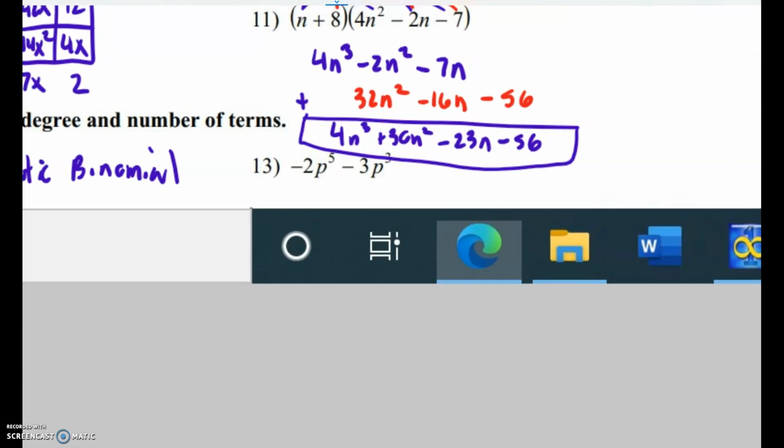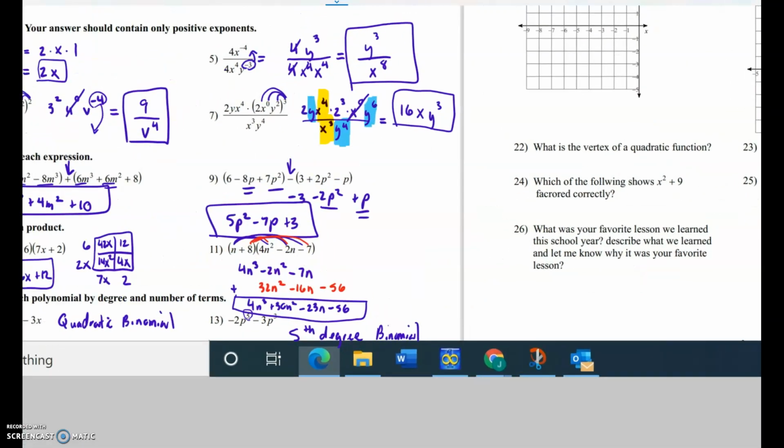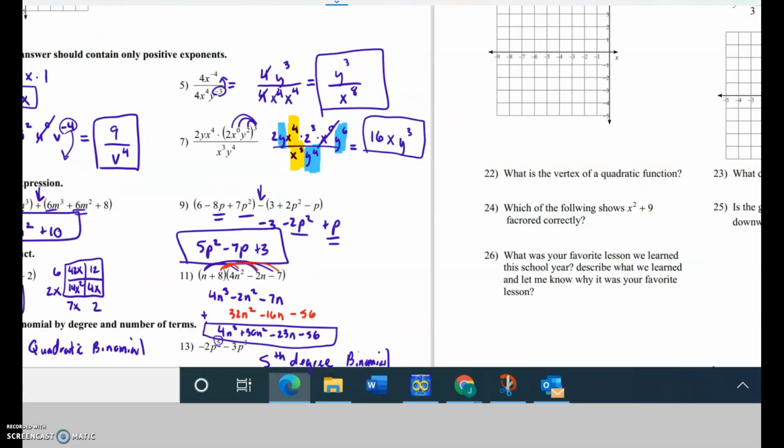Number 13 is another binomial. This one has a highest degree of 5. We don't have a name for a 5th degree, so we just call that 5th degree. And this is a binomial because there's two terms, binomial. All right, there is a worksheet back from that unit that has all of those terms written on there that we took notes on. If you need help, go back and take a look at that worksheet from that unit.